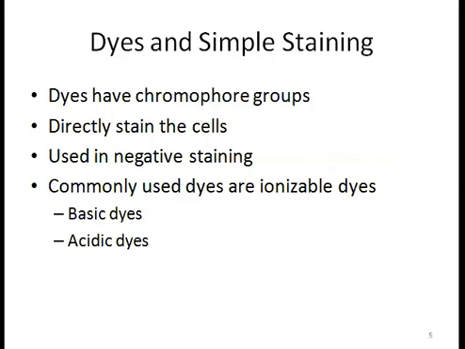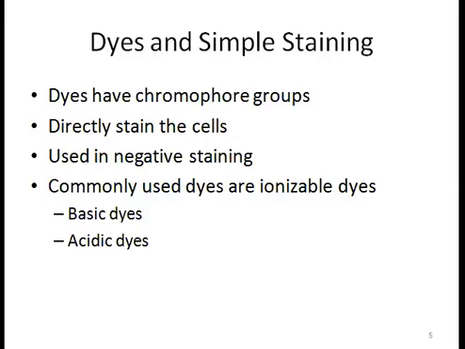Dyes and simple staining method. The many types of dyes used to stain microorganisms have chromophore groups, which are functional groups, for example, the nitro group. These groups give the dye its color. For example, the nitro group gives a yellow color to the compound. The chromophore groups can bind with the cells by ionic, covalent, or hydrophobic bonding.